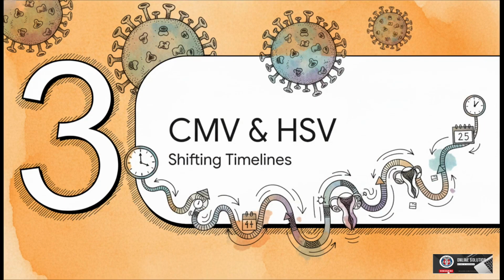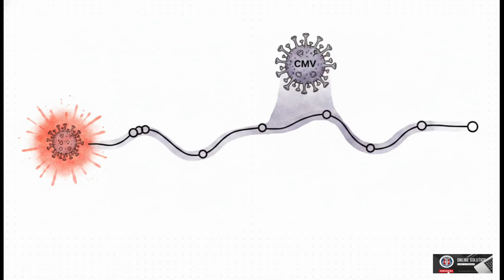All right, Section 3, CMV and HSV. It's time to shift our timelines. Shifting our focus to the C and H of the acronym, let's contrast these two vulnerability timelines. As we just discussed, rubella is incredibly dangerous early on during first trimester organogenesis. But CMV, it plays by a totally different set of rules.